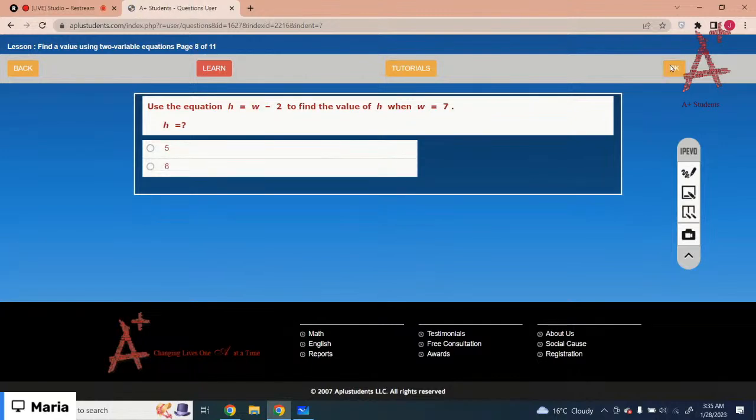Okay, the next one is use the equation h equals w subtract 2 to find the value of h when w equals 7. So you have to replace the w with the value. It would be 7 take away 2. So 7 take away 2 equals, very good, it is 5.